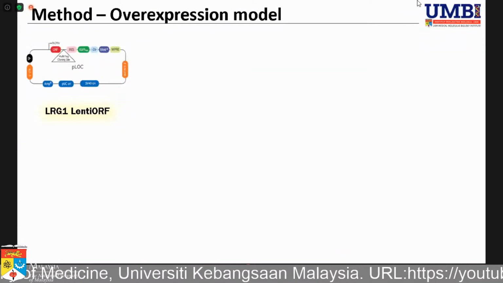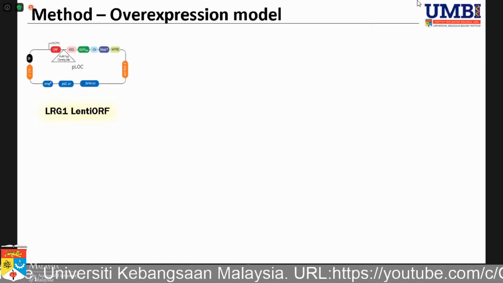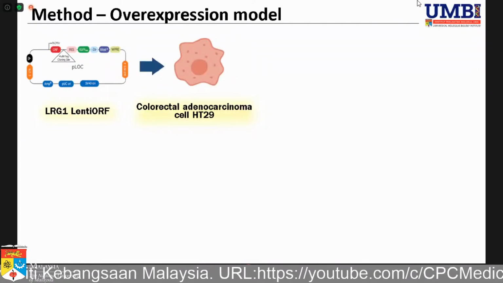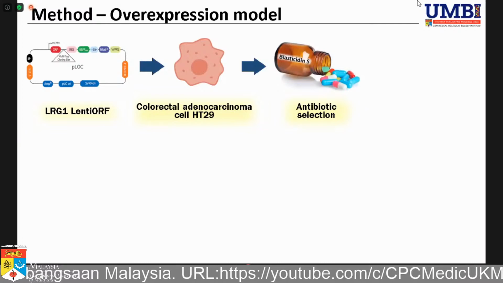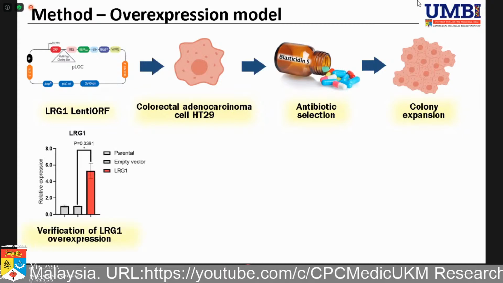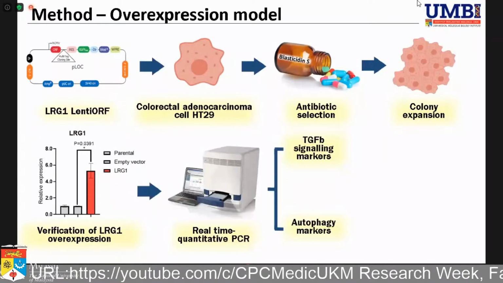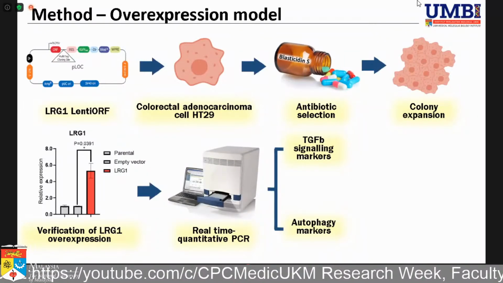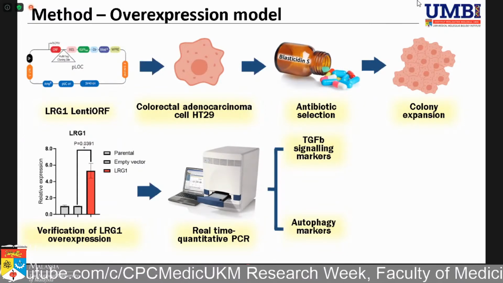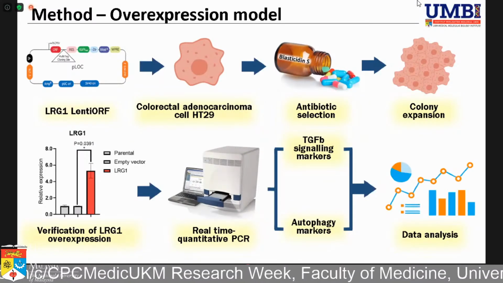So in order to study the LRG1-mediated signaling pathway, we employed an overexpression model by transducing the LRG1 lenti-ORF into the colorectal adenocarcinoma cell line, HT29. Then we proceeded with antibiotic selection and colony expansion. Upon verification of the LRG1 overexpression in the HT29 cells, we then proceeded with the quantification of the expression markers of TGF-beta signaling and also the autophagy markers by real-time quantitative PCR. The PCR results were then analyzed with GraphPad Prism.